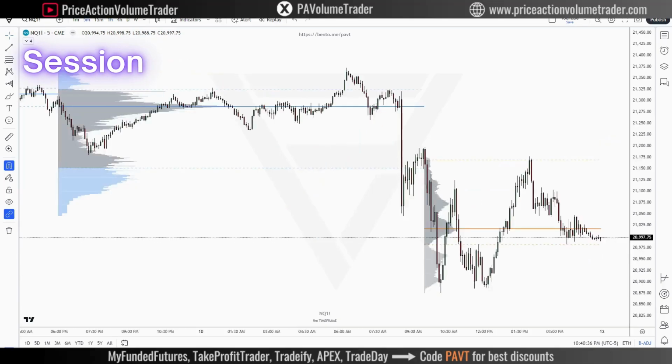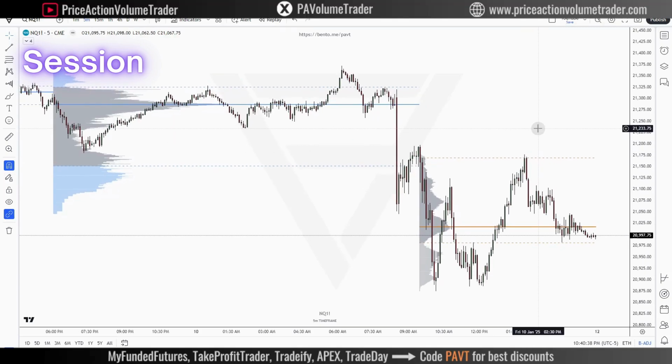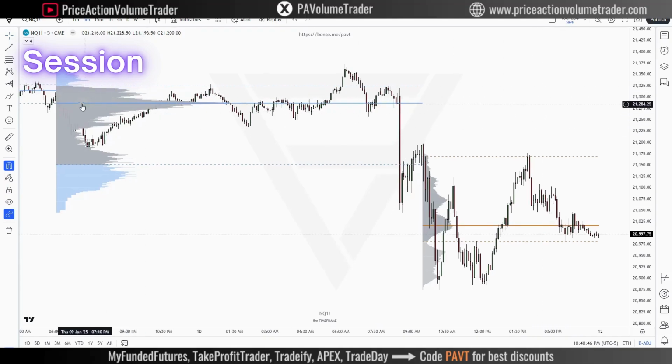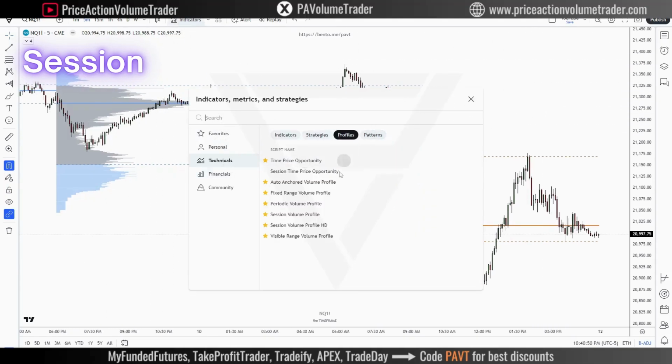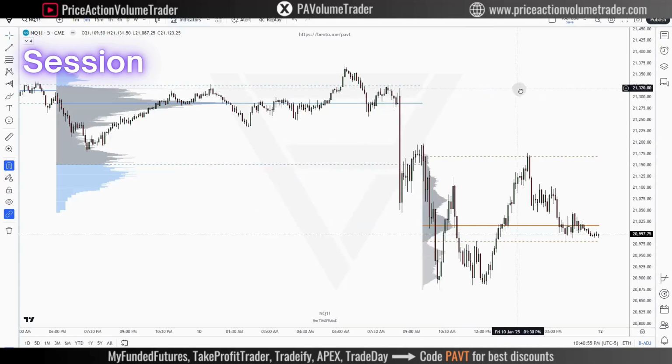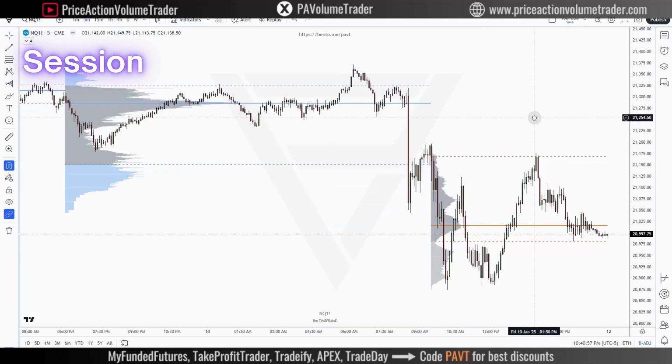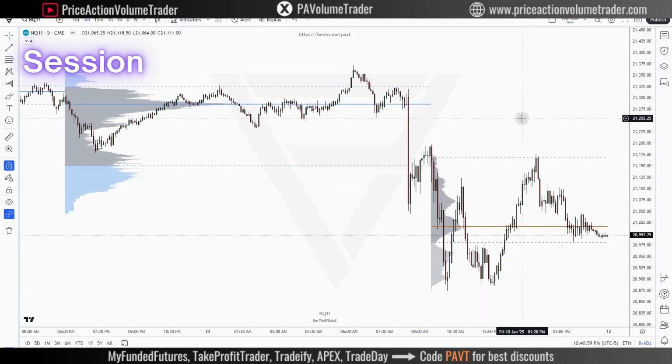Okay, and the last volume profile we're going to talk about is the sessions volume profile. I use this every day when I'm day trading. Specifically, this is a very useful indicator, and you can find it under indicators, technicals, profiles, and here's session volume profile. I use this to day trade the CME futures, ES and NQ, the SP 500 and NASDAQ.